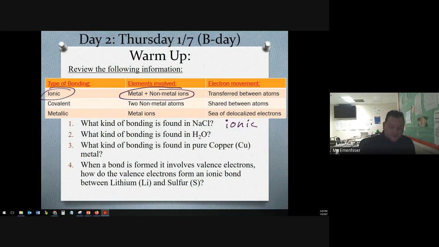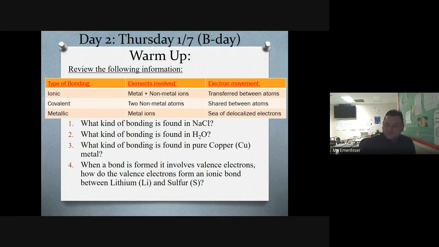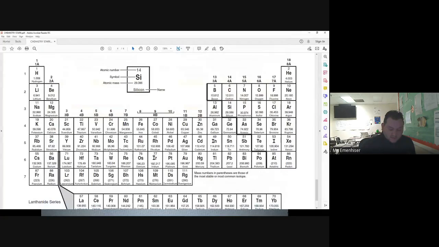All right, number two, what kind of bonding is found in water, H2O? All right, let's go back to our periodic table. Let's find hydrogen and oxygen. Remember, let's highlight this again in purple. Everything in purple is going to be a nonmetal. So notice that both of those elements are nonmetal.